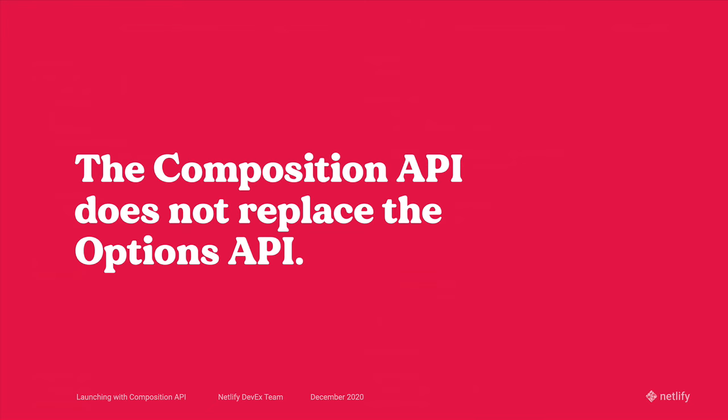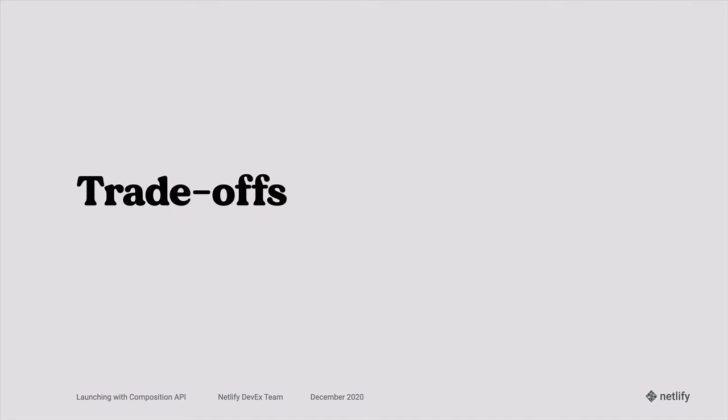Now, before we move on, there's one thing I need you to understand, and that is the Composition API does not replace the Options API. And while there are a lot of benefits to the Composition API, there are some trade-offs that I want you to understand. As we saw in the example before, the Composition API can be more verbose and has less structure in comparison with the Options API.